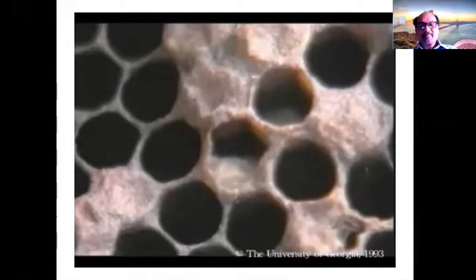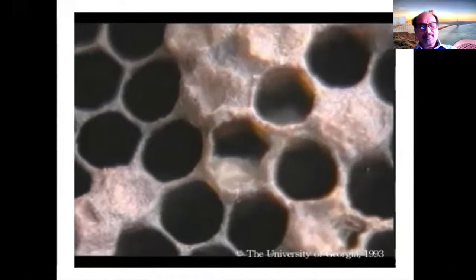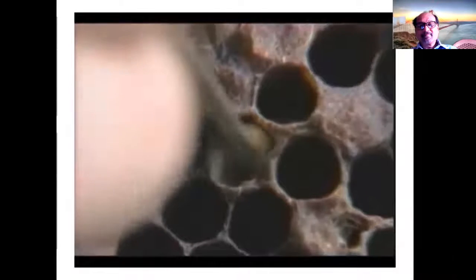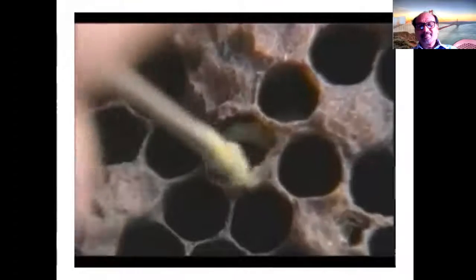Larvae with EFB usually die before they are capped, and still in the coiled stage. They are yellow-colored, progressing to brown, at which point their white tracheal tubes show through the skin. The dead larvae are only slightly ropey when you mix them up with a stick.